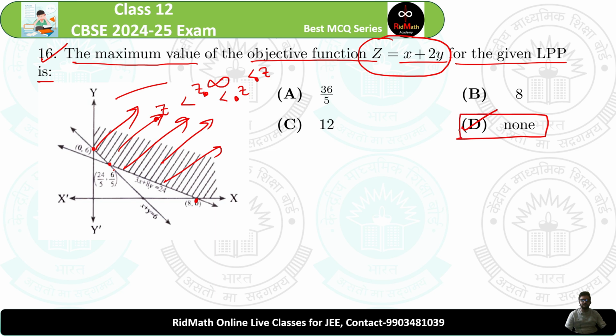Okay, if it was asked for the minimum value of this objective function, then we can find it, because the minimum value will be either 0 comma 6 or this point or this point. The minimum value will be at one of these 3 points, but the maximum value cannot be found.